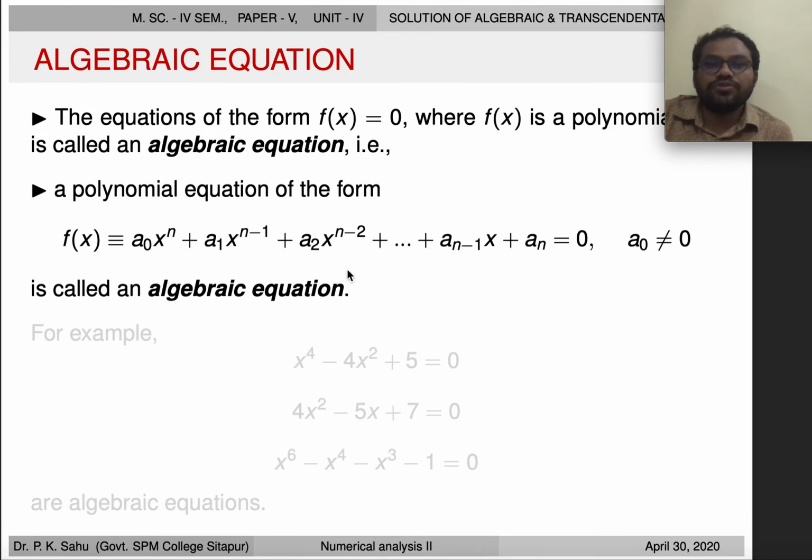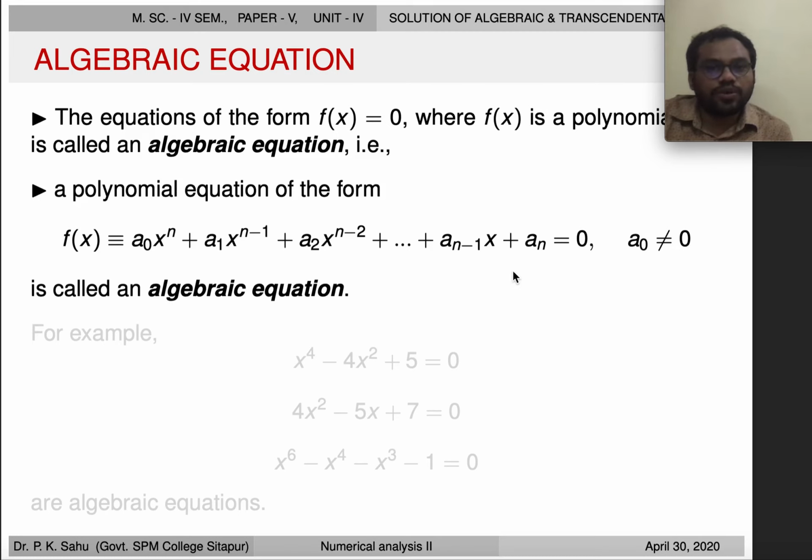Means a polynomial equation of the form a0 x^n + a1 x^(n-1) + and so on + a(n-1) x + an = 0. Here a0 should not be 0, and it is called an algebraic equation. In general, here the powers of the coefficients are positive integers.